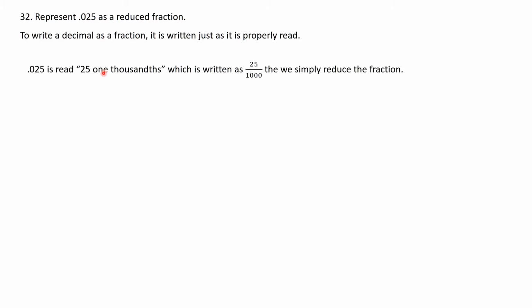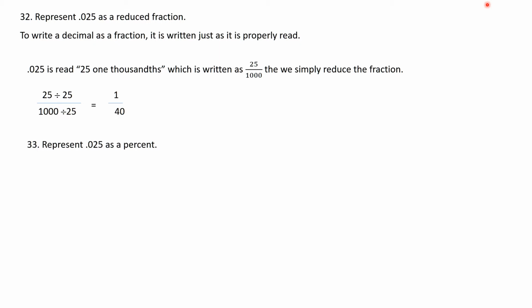Now, when you read this properly, it's 25 1,000ths. 25, and the 5 is in the thousands place, so 25 1,000ths. So as a fraction, it's 25 1,000ths. Then you reduce your fraction. So I can divide the top and the bottom by 25, and that reduces to 1/40.